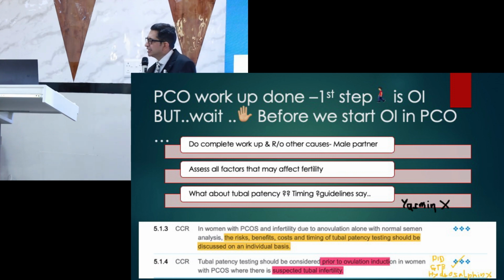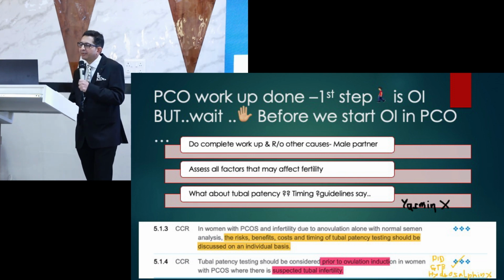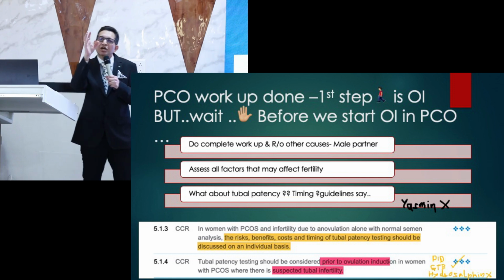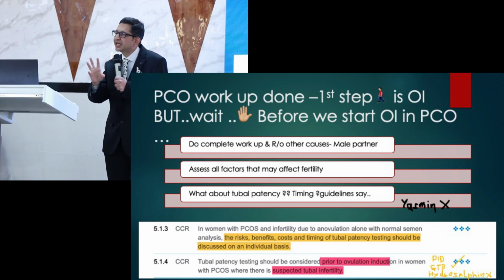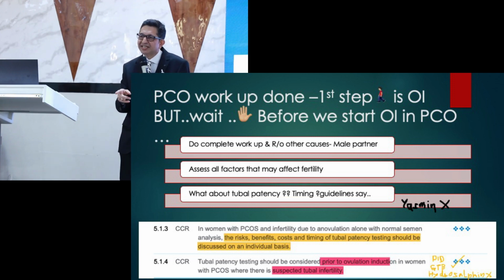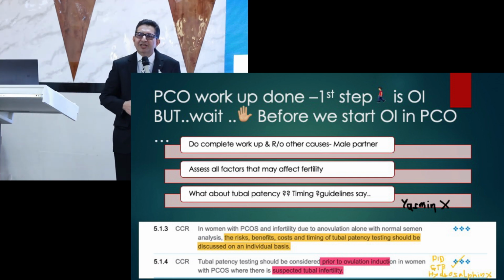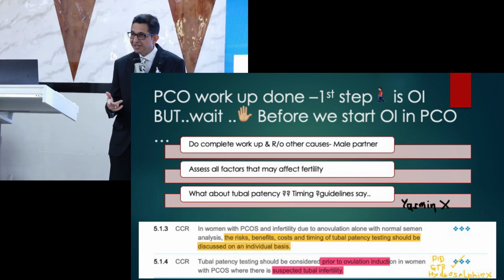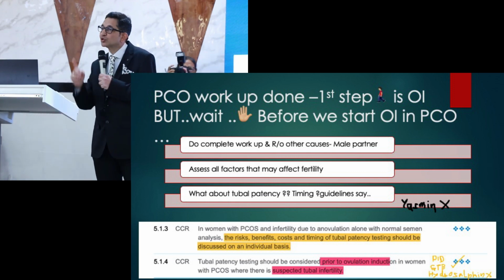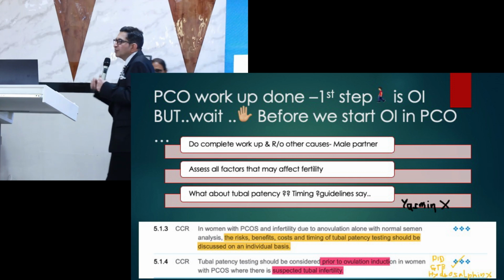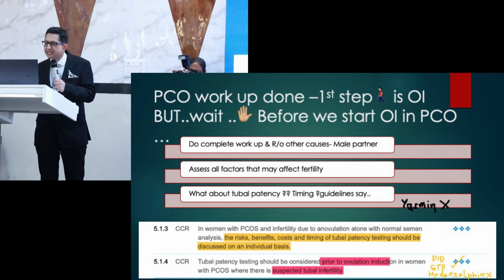The guidelines say that the risk, benefit, cost, and timing of the tubal patency should be discussed on an individual basis. Means what? You need not do tubal patency in case of Yasmin. We are discussing Yasmin. Yasmin is a case where there is no history of PID, where there is no genital tuberculosis. You don't think that there is a doughy feel on abdomen. You don't think that there is a white discharge PD. There is no history of abortions, no history of D&E. So no interference. So no chance of infection. So you can actually postpone tubal patency and start ovulation induction immediately. That is what the guidelines say.